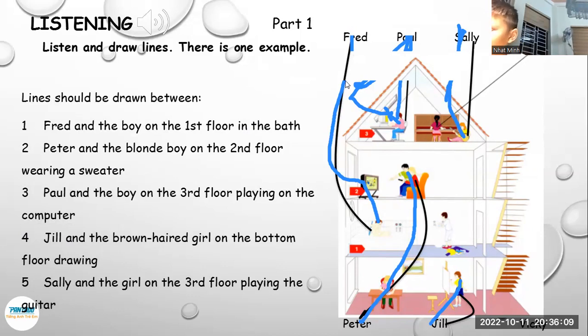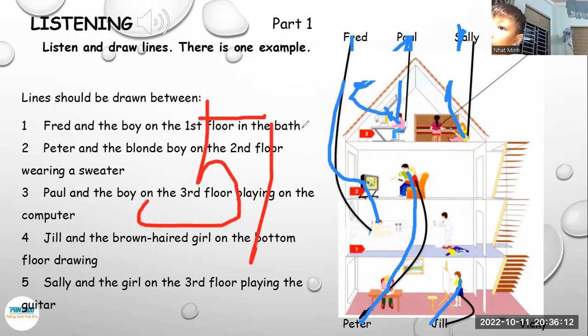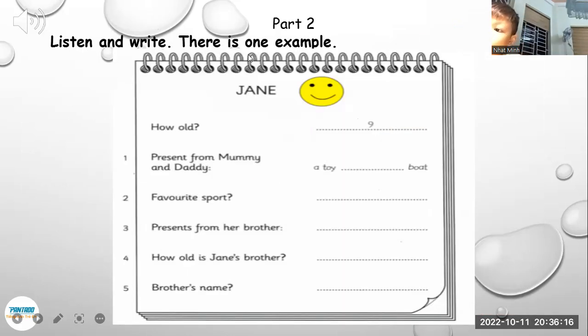Number four, Jill and the brown-haired girl on the bottom floor drawing. This is Jill. So number five, Sally and the girl on the third floor playing the guitar. That is Sally. Very good, Min. You got a perfect score of 5 out of 5. So now let's proceed with the part two.